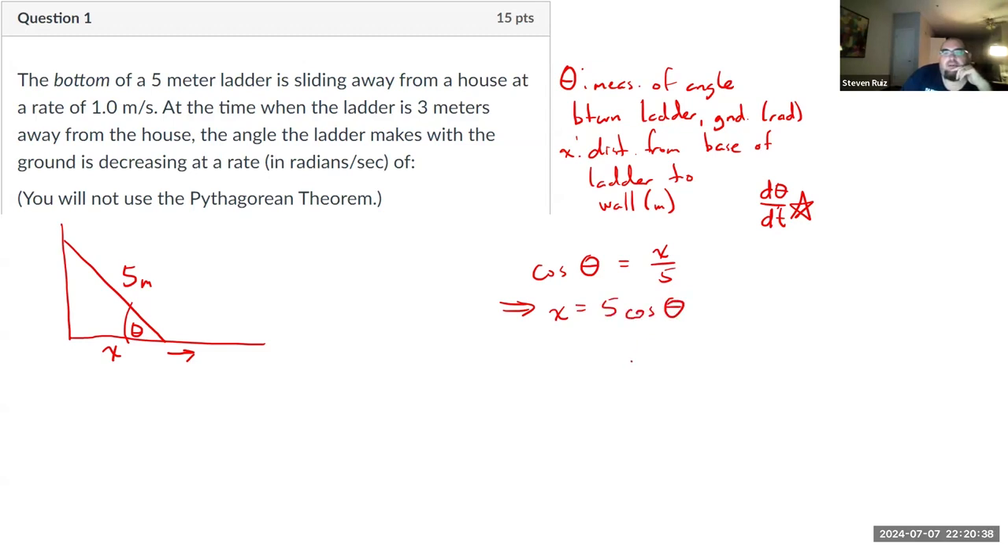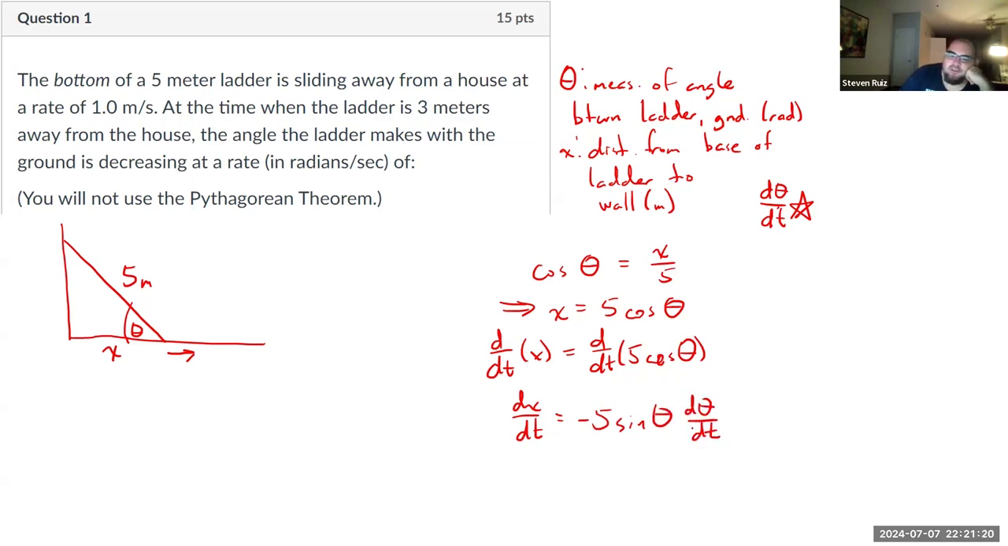So from here, what do we do? We want to find d theta dt, which means we need to differentiate both sides of this equation with respect to time. So the derivative with respect to time of x equals the derivative with respect to time of 5 cosine theta. So that gives us dx dt equals, and we have a chain rule application here. Before I differentiate 5 cosine theta with respect to time directly, I need to differentiate it with respect to theta. So that gives me negative 5 sine theta times d theta dt.